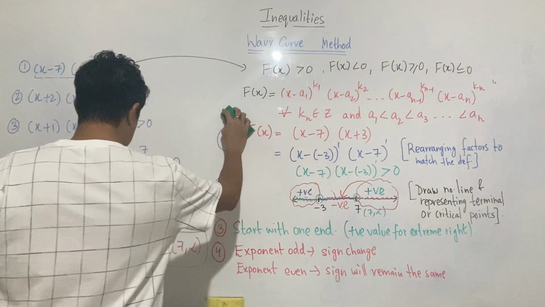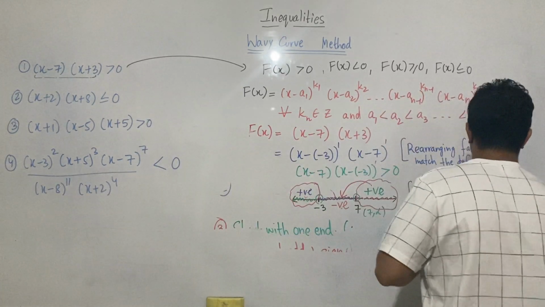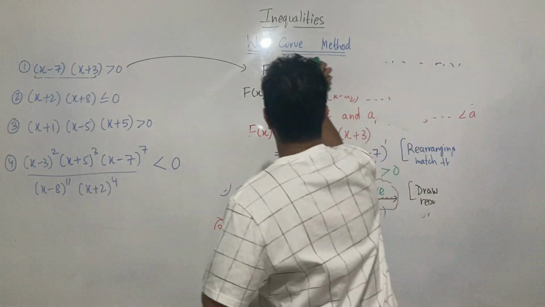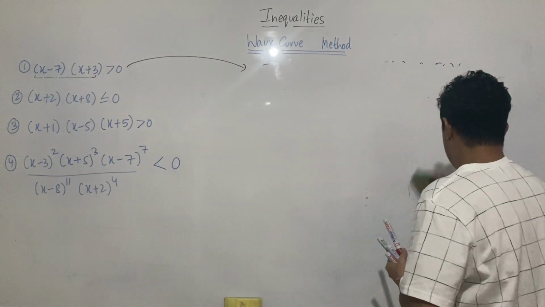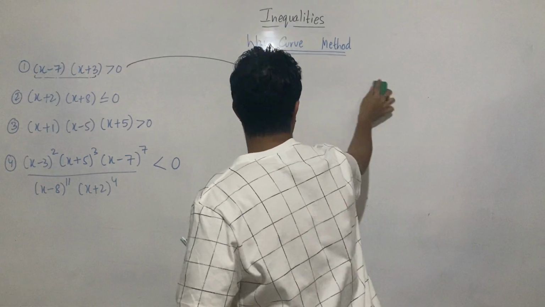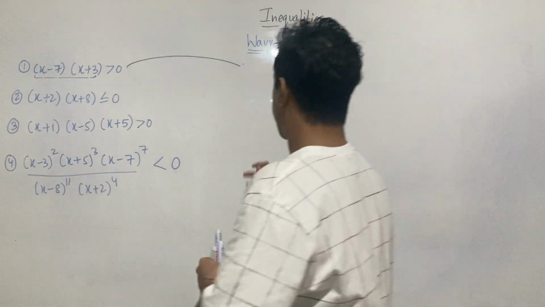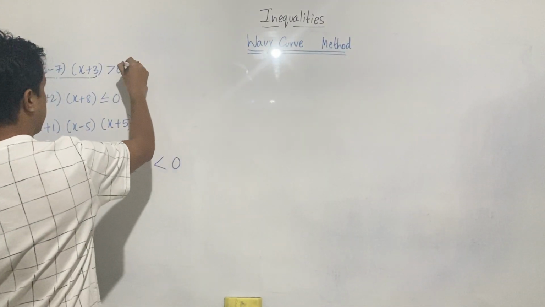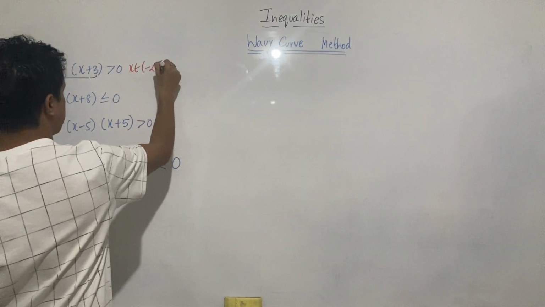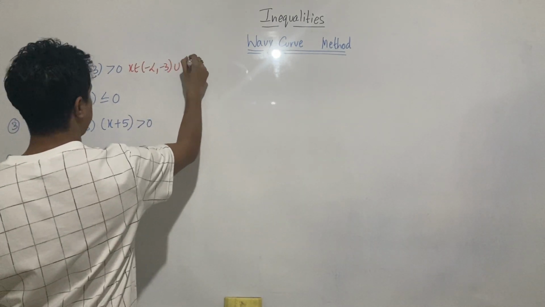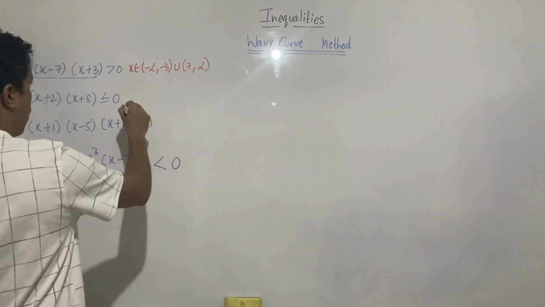Question number 2 says, sorry, for this one the answer was x belongs to minus infinity to minus 3 union 7 to infinity.